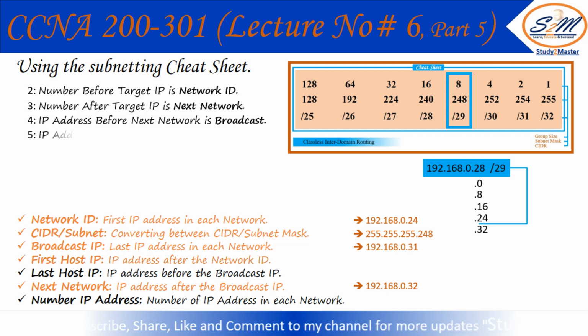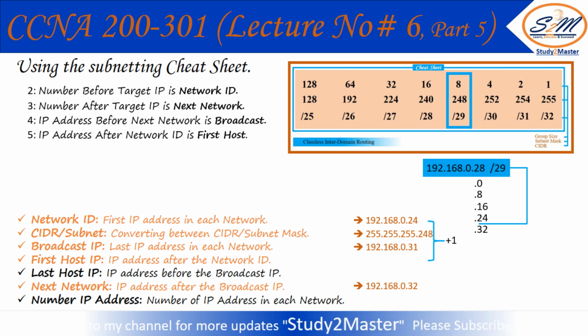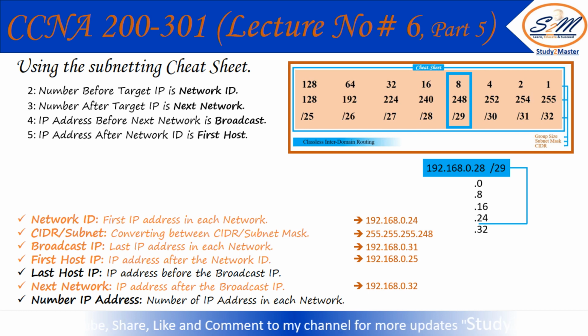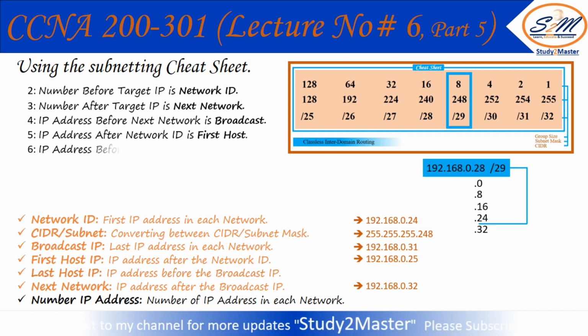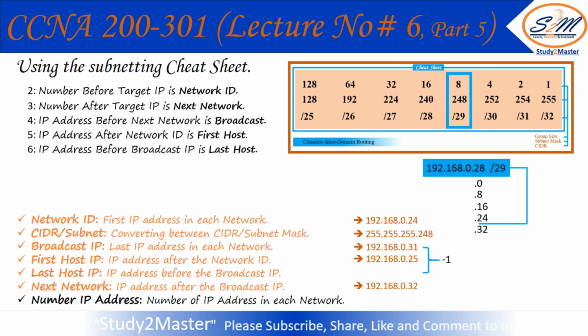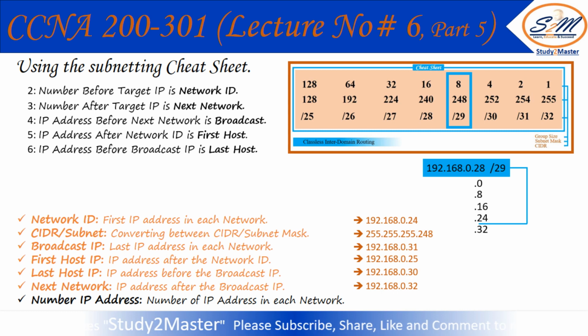The broadcast IP address will look like 192.168.0.31. For the first usable address, just add 1 to the network ID. Or if you want the last usable address, just subtract 2 from the next network or subtract 1 from the broadcast IP address. It will give you the last usable address. So here, 192.168.0.31 is the broadcast IP and 192.168.0.30 is the last usable address.